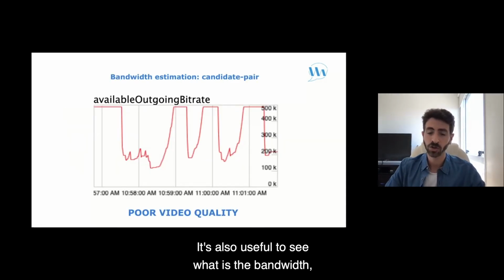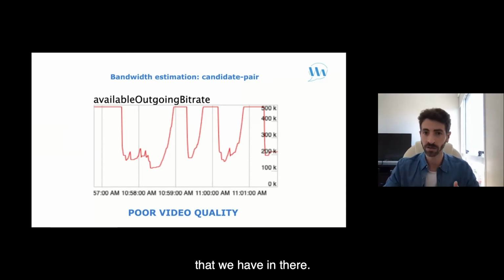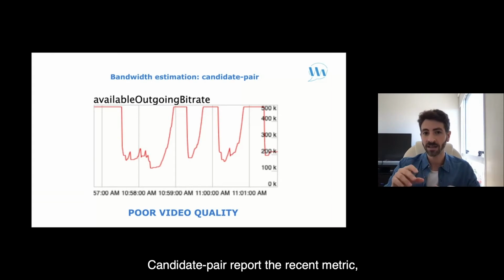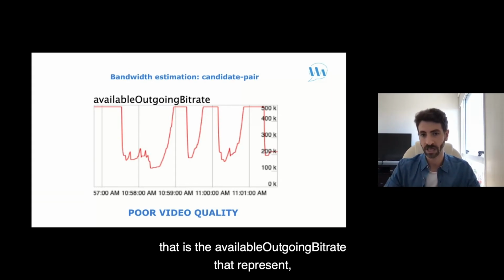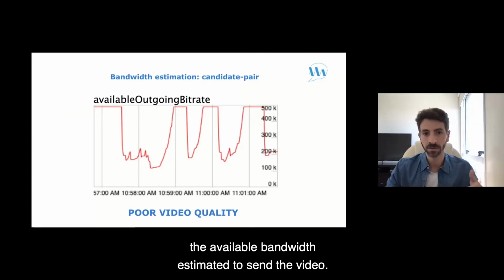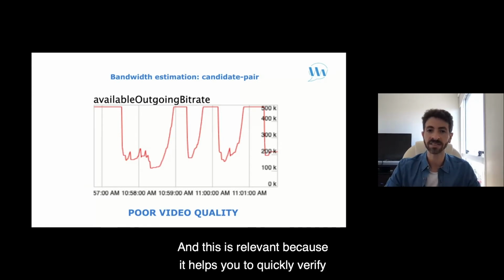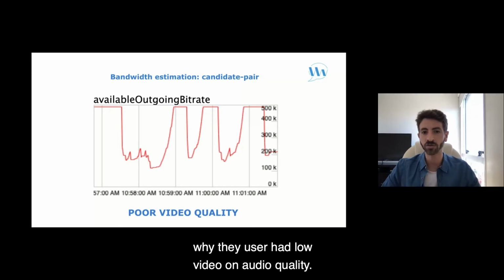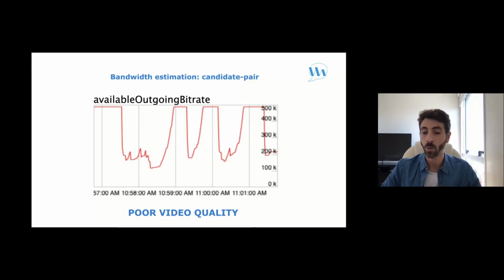It is also useful to see what bandwidth we have in the candidate pair report. There is a metric, the available outgoing bitrate, that represents the available bandwidth estimated to send the video. And this is relevant because it helps you to quickly verify why the user had low video and audio quality.